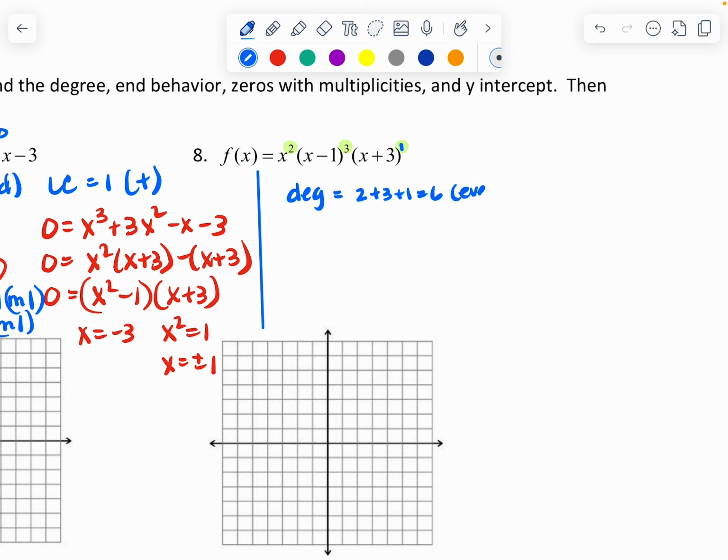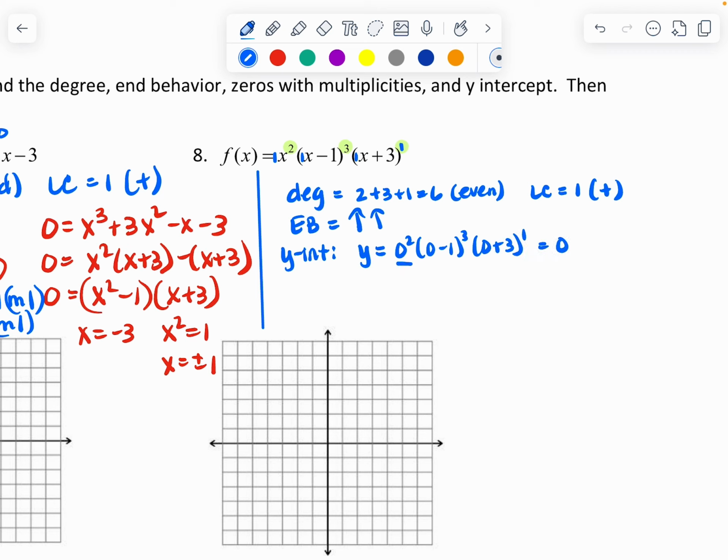And 6 is even, okay? And then my leading coefficient is going to be a 1, because you guys look, I have a 1 there, a 1 there, and a 1 there. So 1 times 1 times 1 is still going to be 1, okay? And this is a positive number, so I have even positive. So for my end behavior, it's going to be up, up. Okay, then I need my y-intercept. Okay, so let's let the x equal 0. So it's going to be y equals 0 squared times 0 minus 1 cubed times 0 plus 3 to the first. Okay, all of that equals 0 because of this guy right there, right?